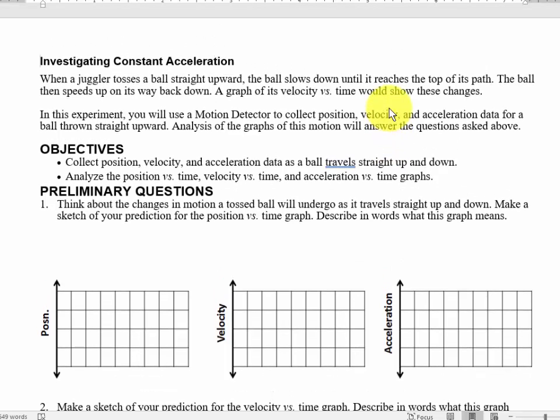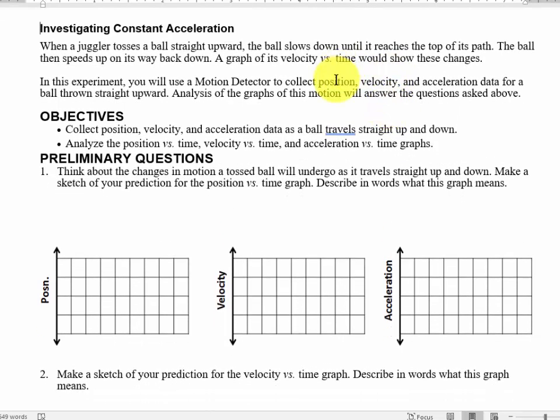Alright, this is an introduction for the second lab, investigating constant acceleration. And one great case of constant acceleration that we have in the physical world is the influence of gravity, at least while we're close to the surface of the Earth.